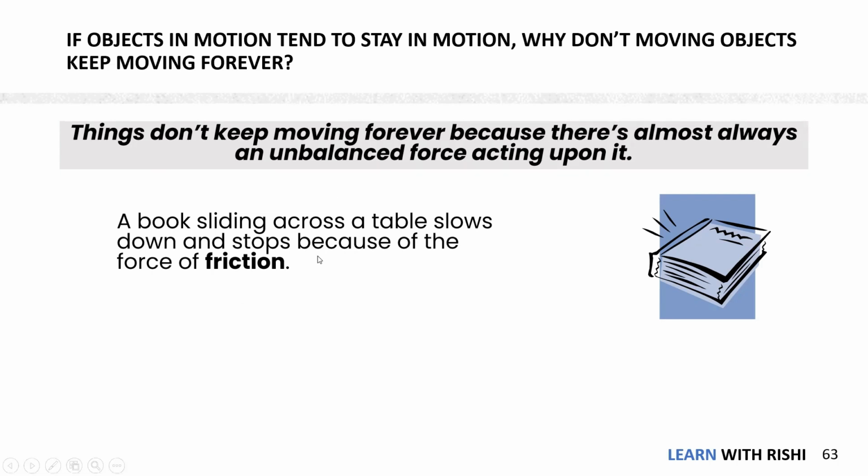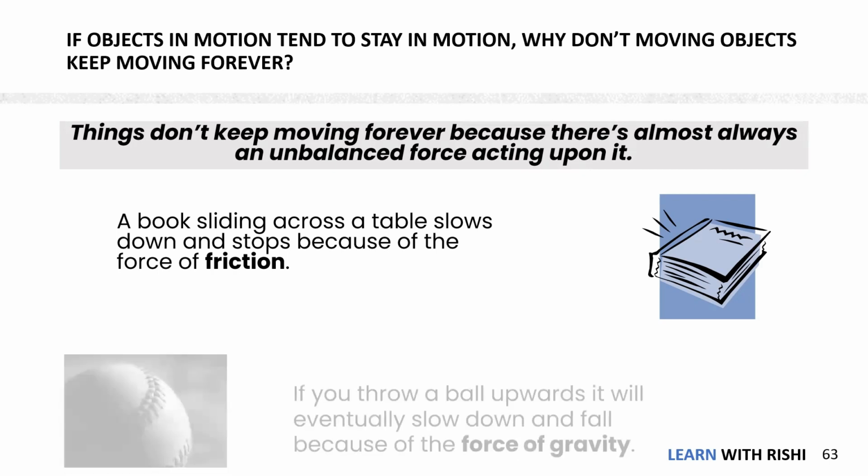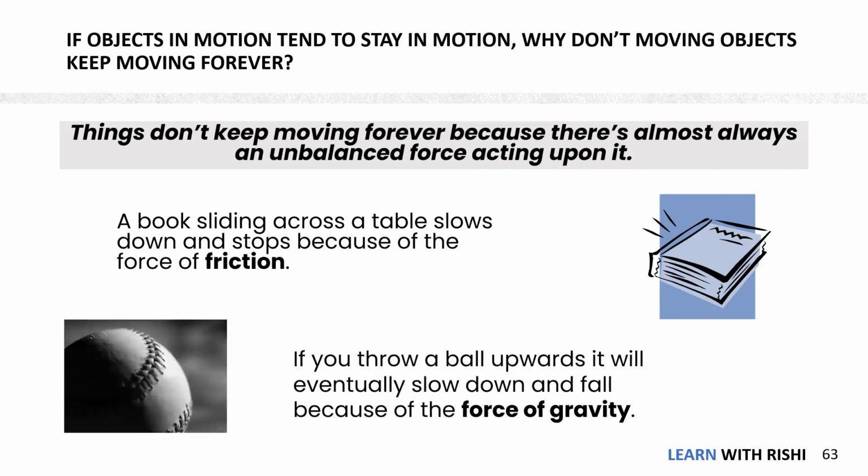Because of this unbalanced force, the moving objects will not move forever, but will stop at a certain time. If you throw a ball upwards, it will eventually slow down and fall because of the force of gravity. Now, when you throw a ball upwards, after a certain interval of time, it will stop and come down. Why will it come down? Because gravity is pulling the object downwards. We are throwing the ball upwards, but the gravitational force, which is acting as an unbalanced force, is pulling the ball down towards the ground.